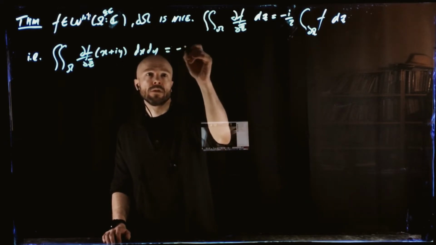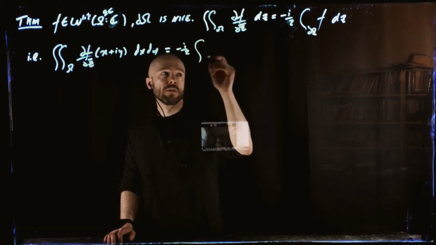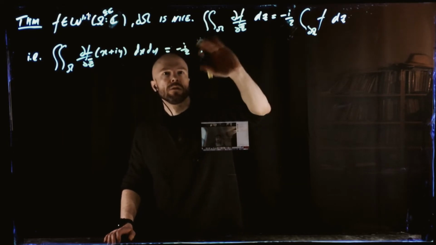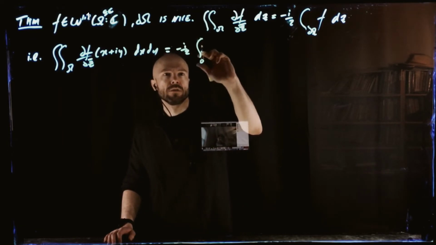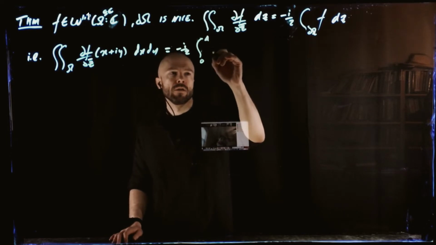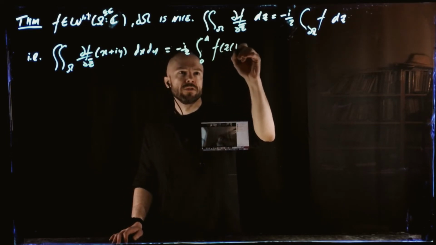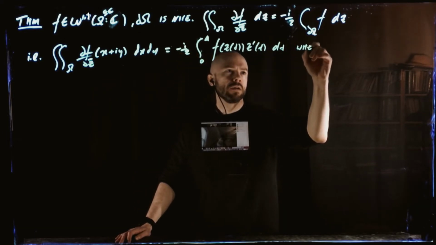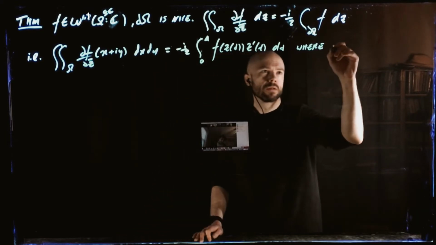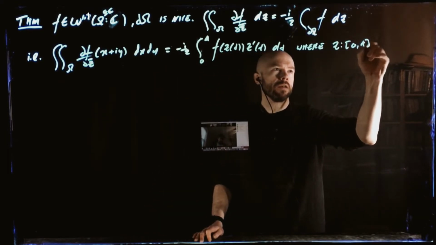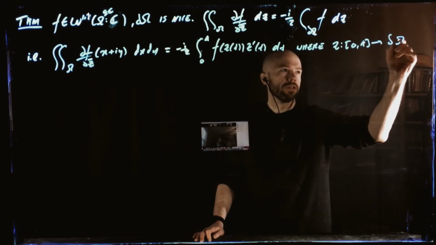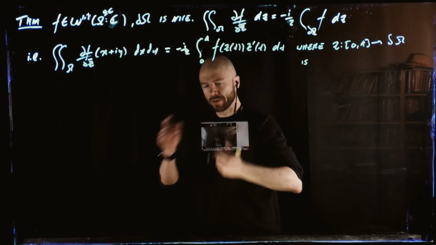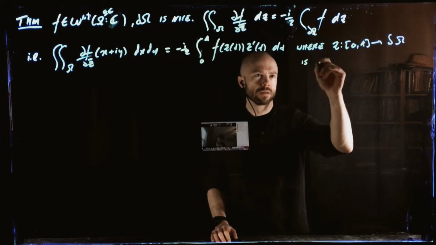Let me actually write that down. The integral from, say, 0 to a of f of z of t, z prime of t dt, where z from 0 to a into the boundary of omega is a parameterization, an anti-clockwise parameterization. So every parameterization around a closed curve is for us always going to be anti-clockwise.